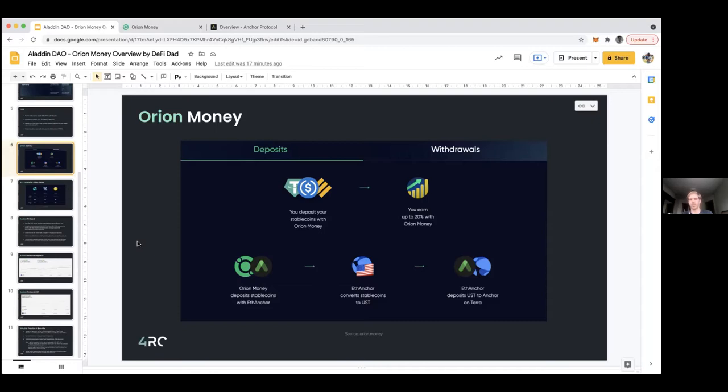By cutting out the Orion fees, then we can optimize for that later on. But yeah, I think it's a really cool project.